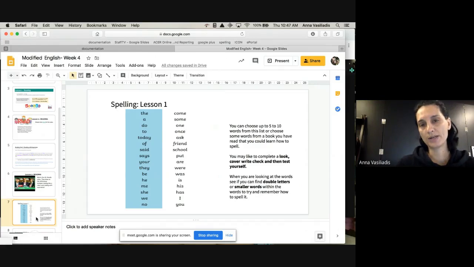Okay, for your spelling lesson, I've got a list of words here. You can choose some of these words that you don't know how to spell. Otherwise, if you've got words from your writing task last week that you think you can learn how to spell, you can choose those as well. Do a look, cover, write, check, or if there's another way that you like to learn how to spell words, it might be like rainbow tracing or putting them in a word search. It's up to you how you'd like to do them.